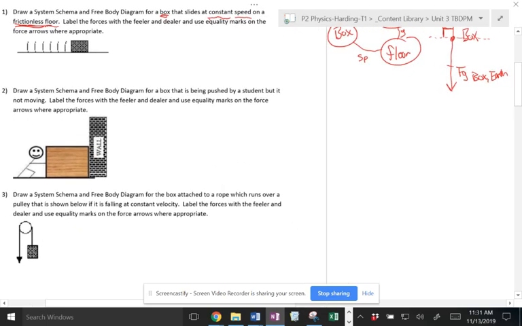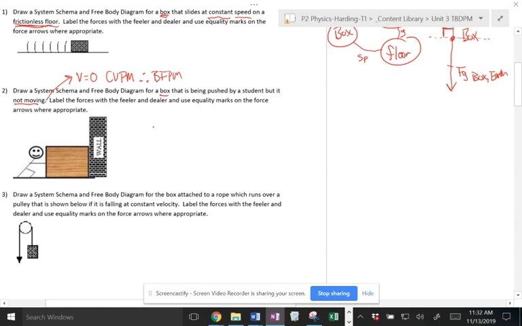Next, system schema, free body diagram for a box being pushed by a student but not moving. Okay, not moving means that the velocity is 0 and it's constant, CVPM. So therefore, it should be BFPM. Label the forces with the feeler dealer and use equality marks on force arrows where appropriate.